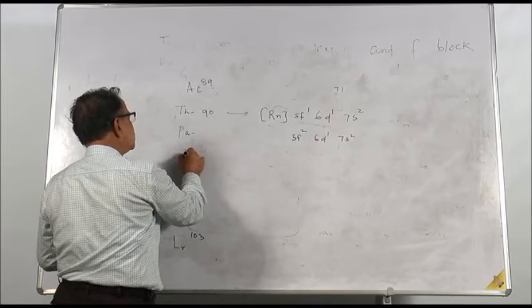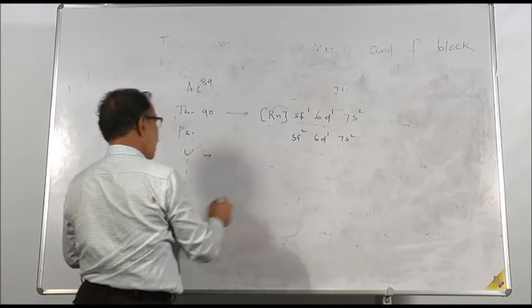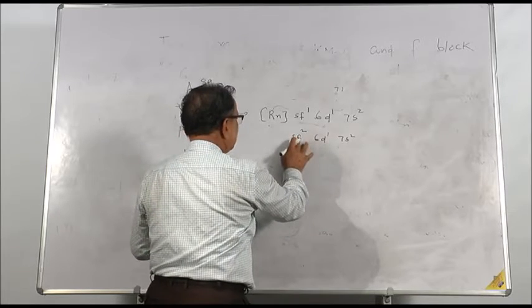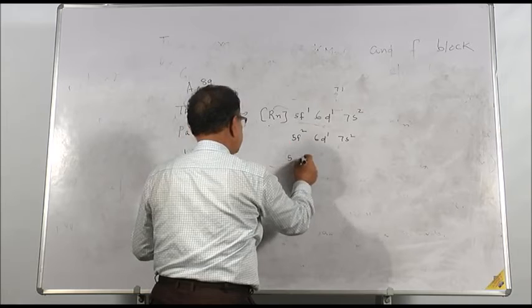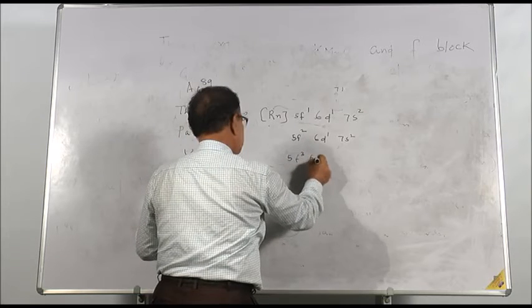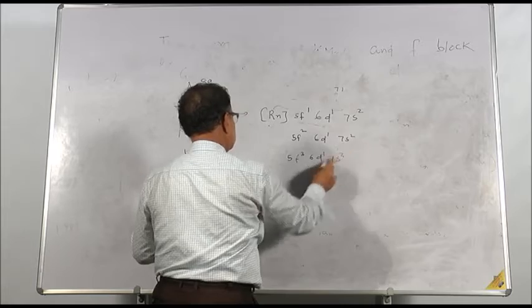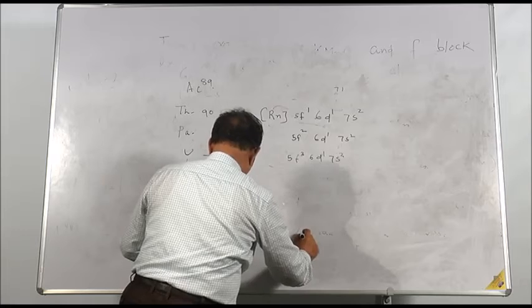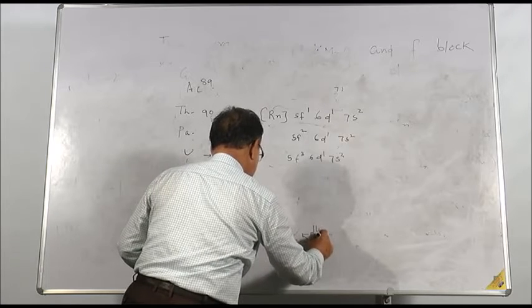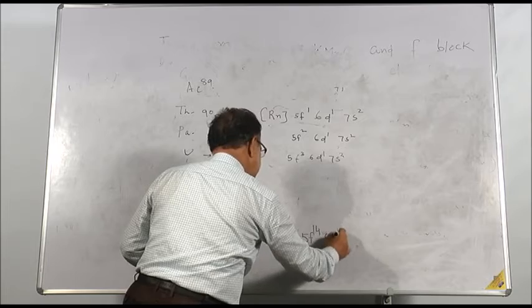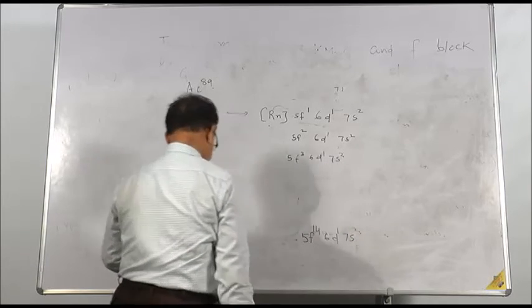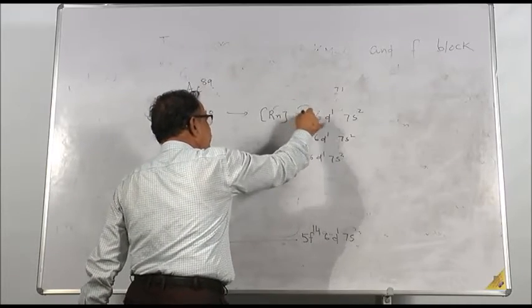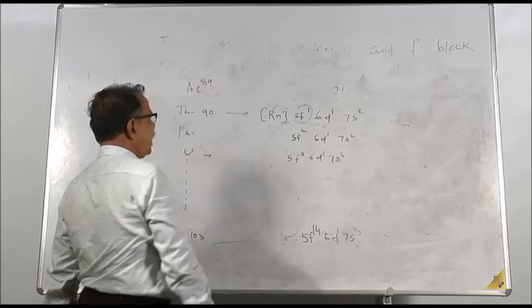Uranium is 5f3 6d1 7s2. The last one will be Lr, with 5f14 6d1 7s2. So the electron goes into 5f, 1 to 14, and these are called actinides.